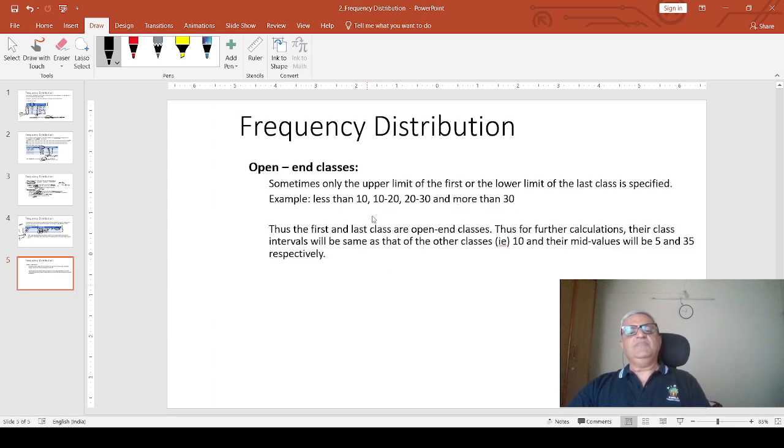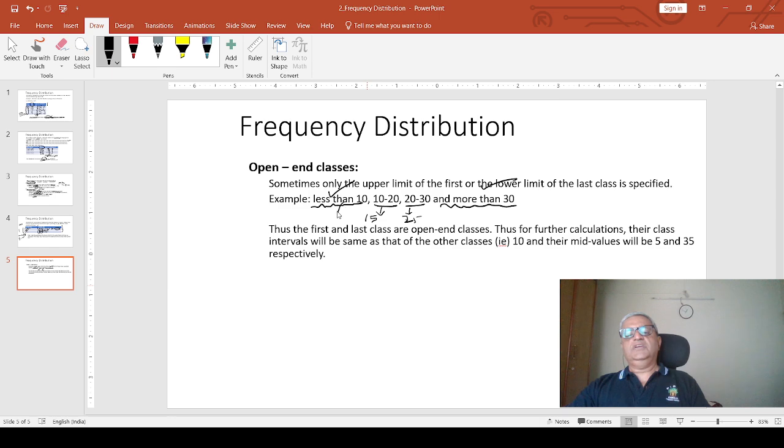Sometimes you come across a situation where you have open-ended classes. The lowermost class would be termed as less than 10, and the highermost class would be termed as more than 50. This is an example. So this is an open-ended class, this is an open-ended class, right? So what is the mid value of these classes? Middle classes, so this is 15, this is 25.